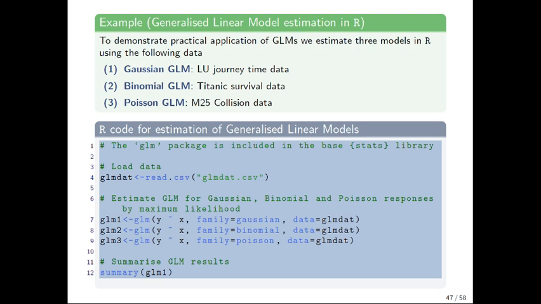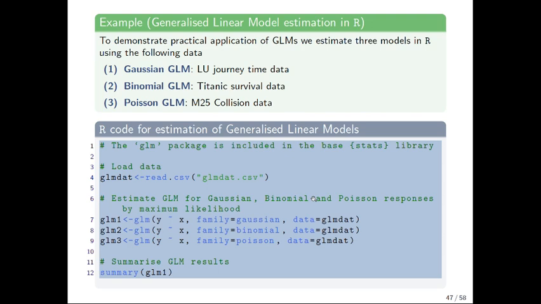Second, we're going to estimate a binomial GLM in the form of a logistic regression using the Titanic survival data. And in this example, we're going to try and explain the probability of survival in relation to a set of covariates. And thirdly, we're going to estimate a Poisson GLM using the M25 collision data, and we're going to try and explain variation in accident counts with respect to a set of covariates.